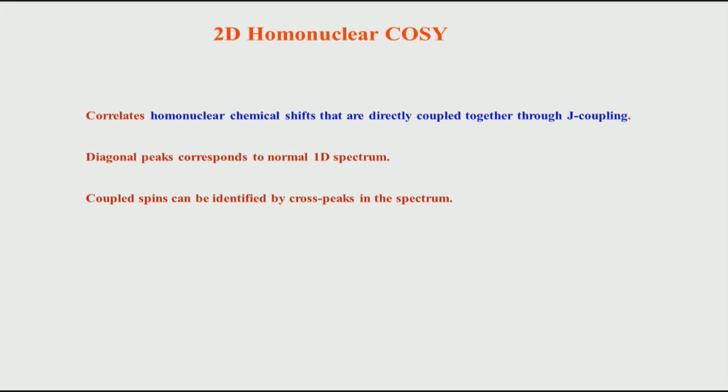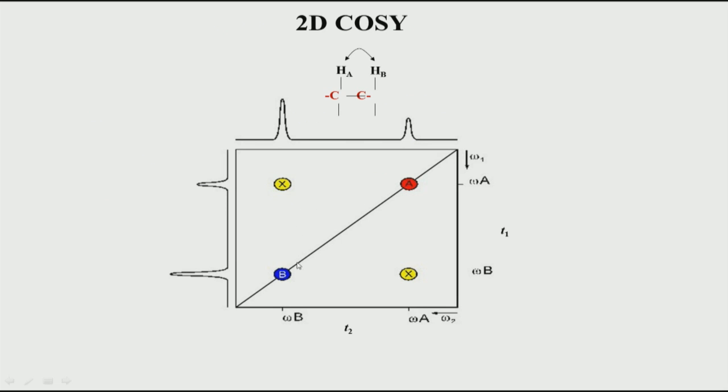So, what is the condition for a 2D COSY to happen? The condition is that the spins should be coupled by J coupling. This is the most important thing, that they should be directly coupled, two protons. If they are directly coupled together through J coupling, then only can you expect to see any cross peak between those two atoms. As we saw in the schematic picture, the diagonal peak corresponds to the 1D spectrum. Let us see this in the next slide. This is what is shown here.